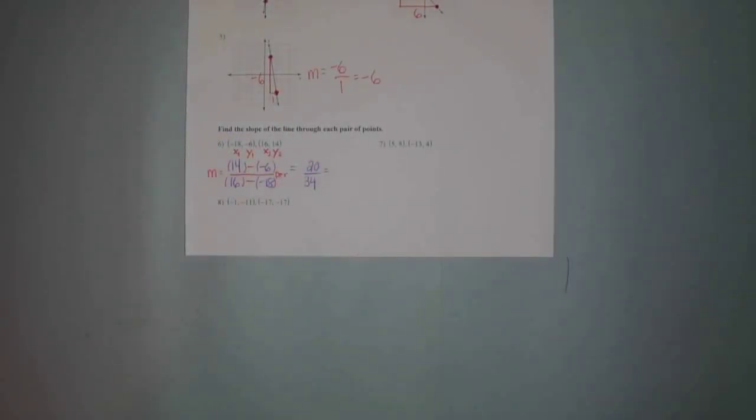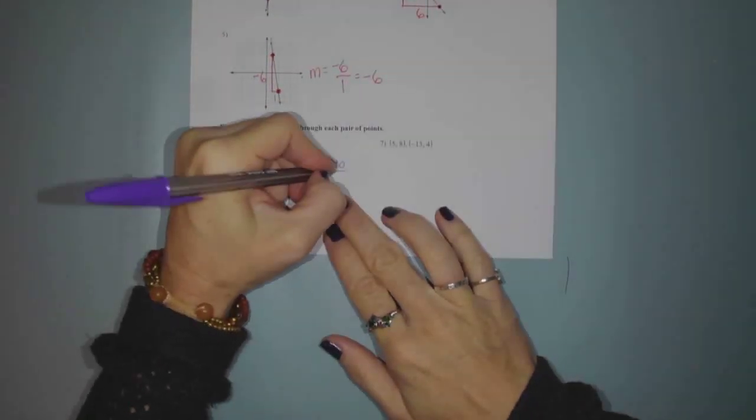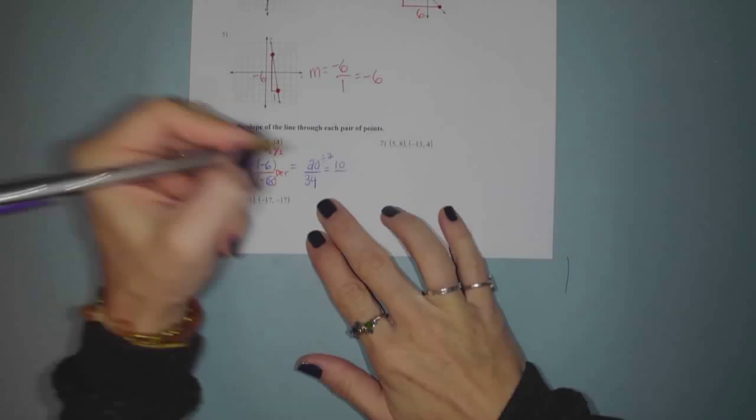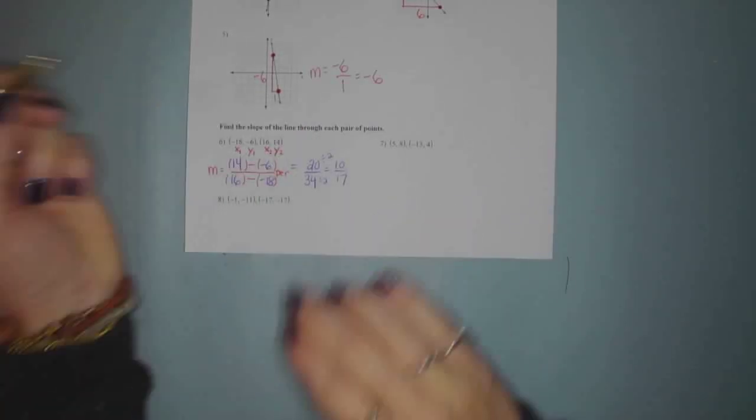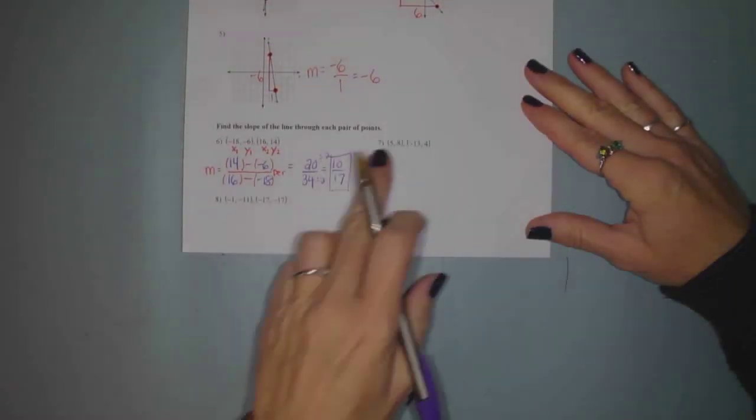So we reduce this. 2 goes into both 20 and 34. 2 goes into 20 10 times. So I'm taking this divided by 2. And 34 divided by 2 is 17. So let's call our final slope 10/17. Okay, and we have 2 more.